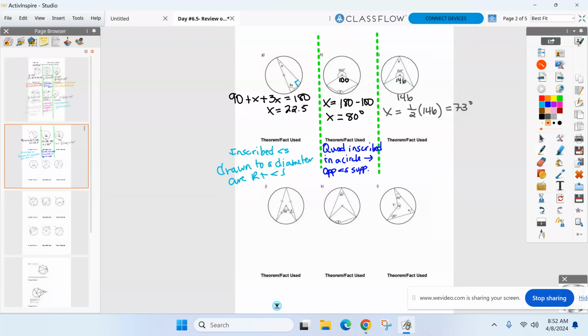What do we use? Inscribed angle equals, again, yes, again, you're not going to forget it anymore, equal to half its arc measure.